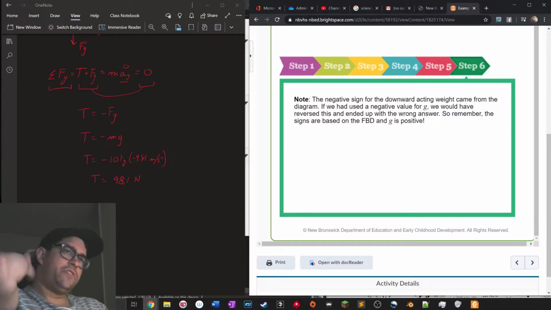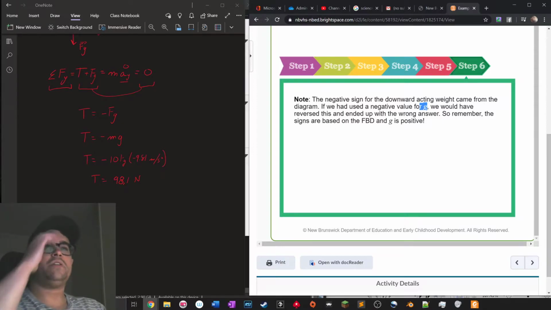The negative sign of the downward acting weight came from the diagram. If we had used a negative value for g, we would have reversed this and ended up with the wrong answer. So remember, the signs are based on the FBD, and g is positive.